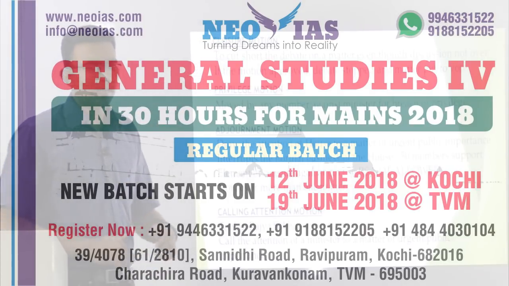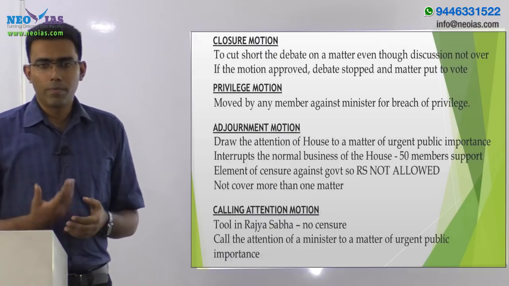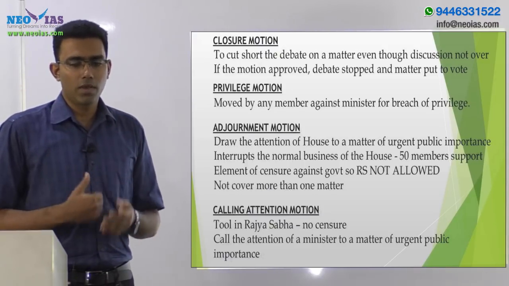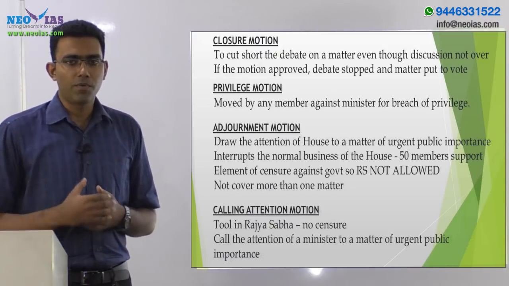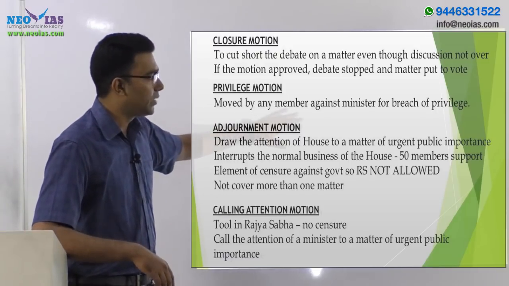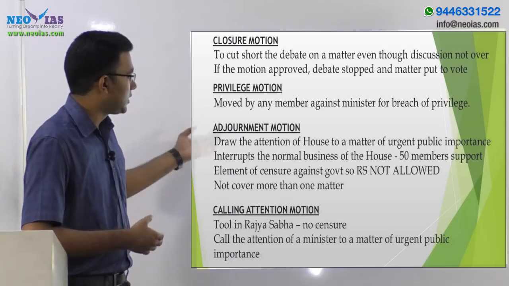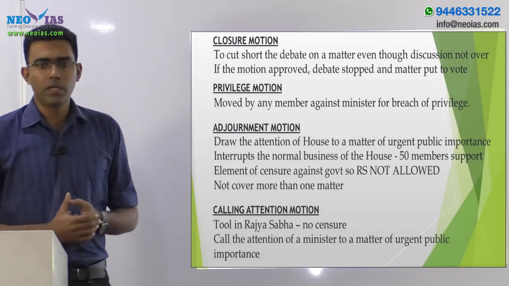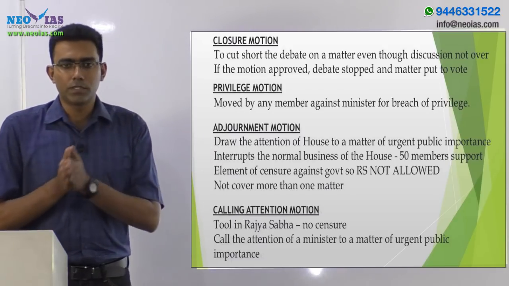Privilege motion is a motion that is filed by a parliamentarian if he or she feels that there is a breach of privilege by a minister. That's the reason why it is moved by any member against a minister for breach of privilege. Next is adjournment motion. It's a very important motion wherein it obstructs the normal proceeding of the House.